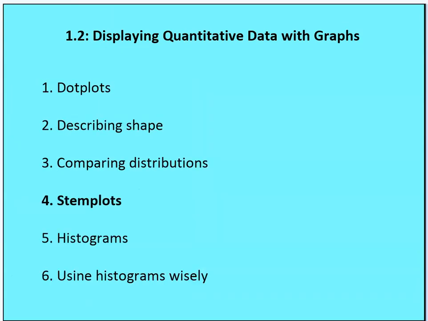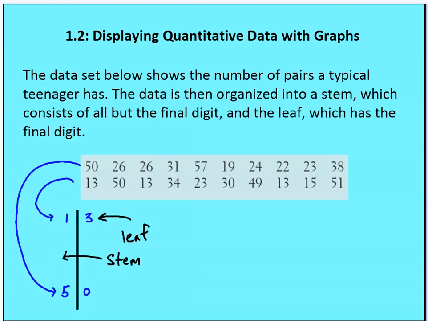Okay, so let's talk about stem plots. All right, so we're going to talk about stem and leaf plots. We have a set of data. The data set shows a number of pairs of shoes a typical teenager has. The stem and leaf plot then is organized where you put the least value here on the left. So this would be the first digit and then the second.